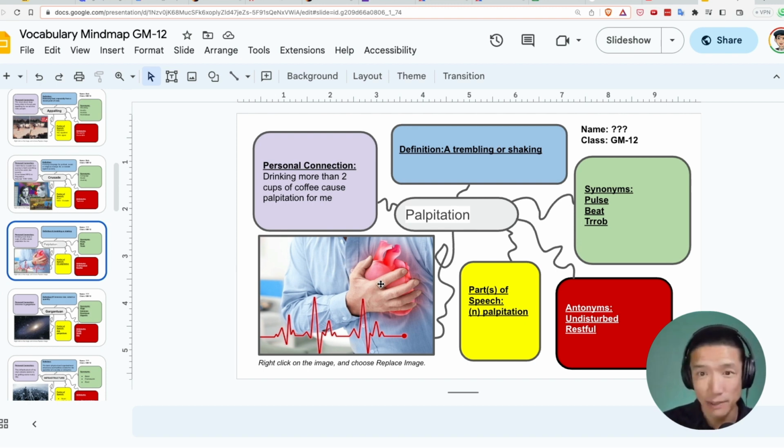And you can think about this picture, okay? Something with the heart, something about drinking more than 2 cups of coffee causes palpitation for me, okay? And remember, when you write the personal connection, it's about you, okay? It's not an example sentence. It can be, it is, but it's about you, okay? So try to use it in your life, in your context, in your whatever you do, okay?